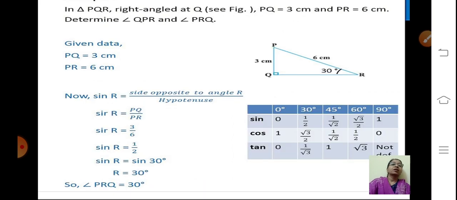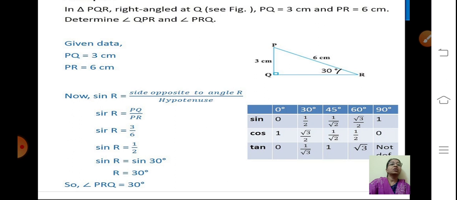Here again a right angle triangle PQR, in which PQ is equal to 3 centimeter, PR is equal to 6 centimeter. Now this time we have to determine the measure of angle QPR and angle PRQ, right? So once again you write down the given things. PQ 3 centimeter, PR 6 centimeter. Now with respect to angle R, let us find out what is sine of angle R.